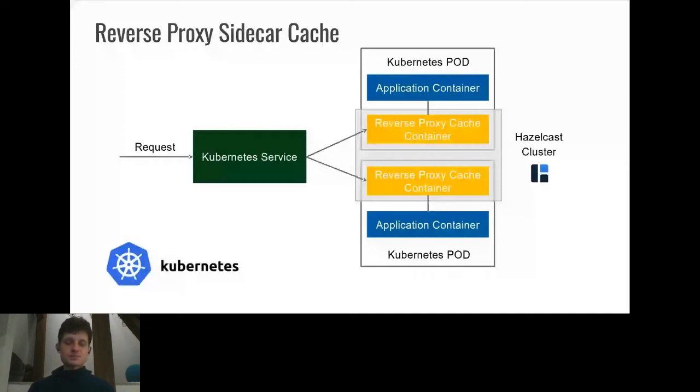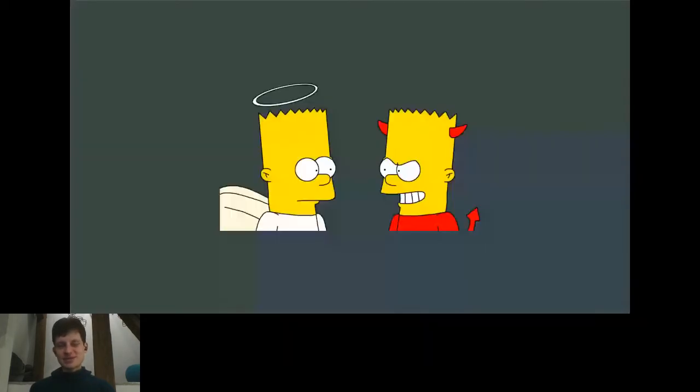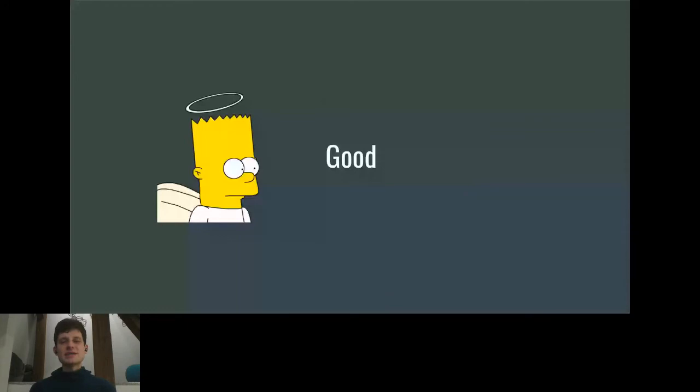Now, all this idea that we put caching in front of the application, it is good and bad. It has good sides and bad sides. And let me elaborate on that. So firstly, what is good about it? Why I said I think it is the future of caching in Kubernetes, and why I think it's good.